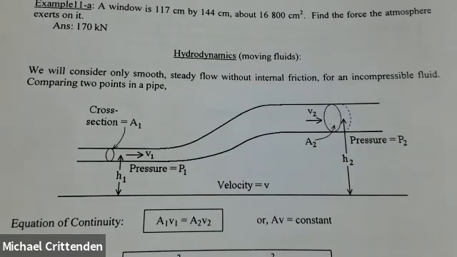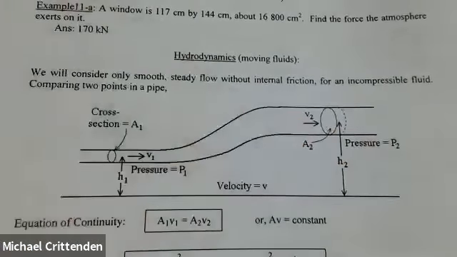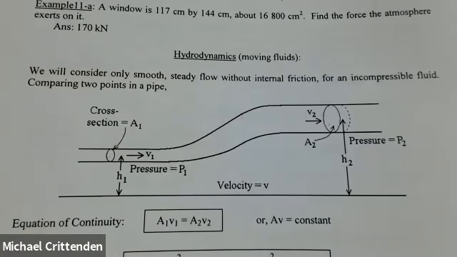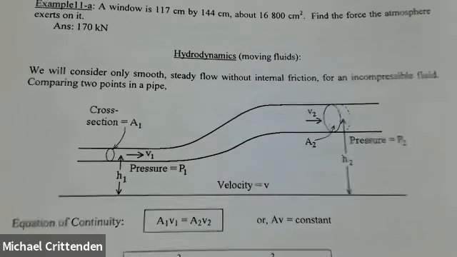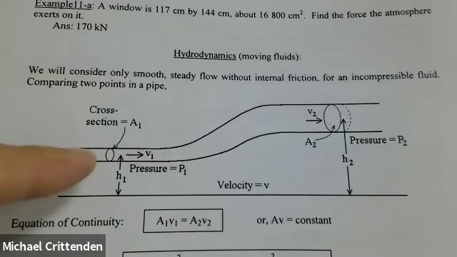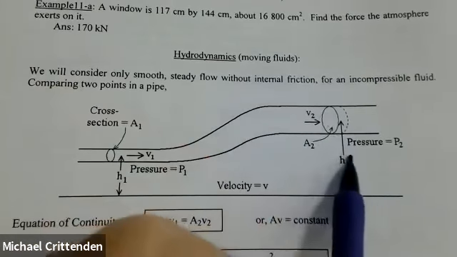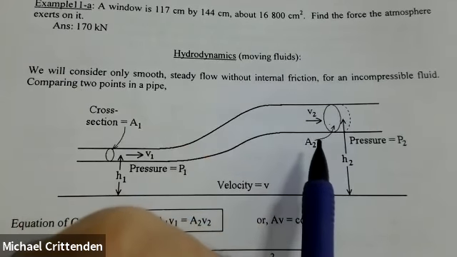So let's say you have a pipe and there's some sort of, maybe water flowing through it, or it could be compressed air. Like I said, I'm using the word fluid to mean anything that'll flow. We want to compare what's going on at one point in this pipe to what's going on somewhere else in this pipe. Point number 1 and point number 2.